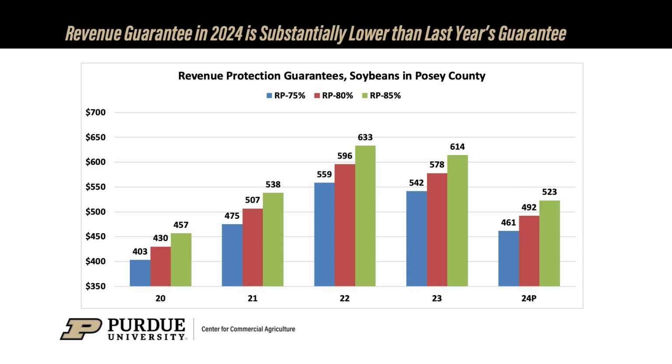I'll let you talk about the guarantee. Yeah, the revenue guarantee, just like corn, we don't need to belabor this. The revenue guarantee, just like corn, is much lower in 24 compared to what it was in 22 and 23. Looking at your Posey County scenario, 85% coverage level this year, 523 versus 614 last year.